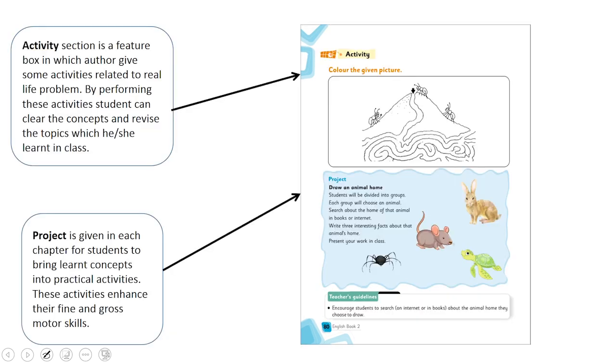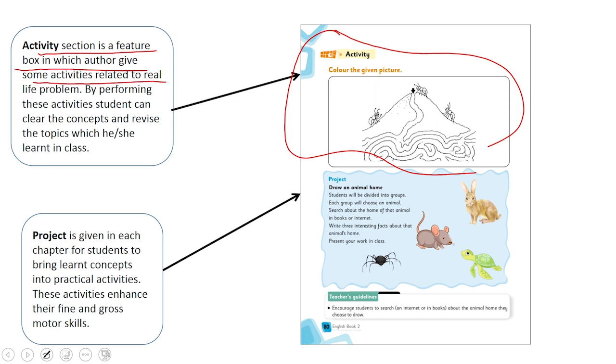Activity and project. Activity is fun activities. In fact, activities in this book are fun. You will love to do it. It may contain drawing, coloring, drafting, cutting, pasting, etc. Activity section is a feature box in which the author gives some activities related to real life problems. By performing these activities, students can clear the concepts and revise the topics which they learned in class.